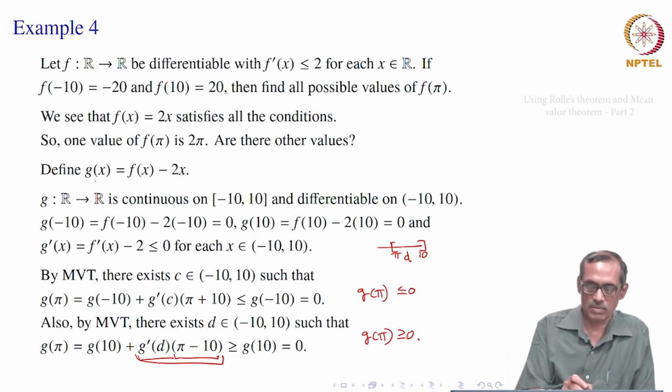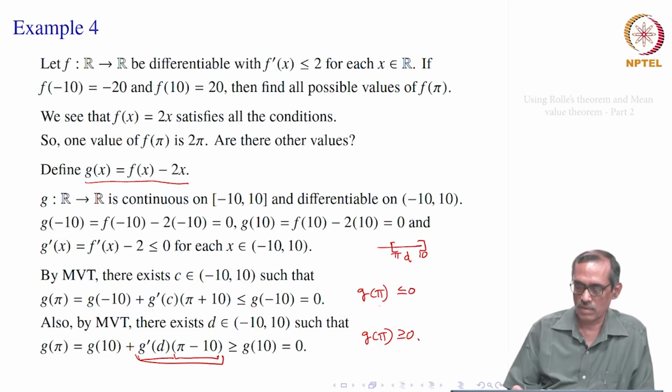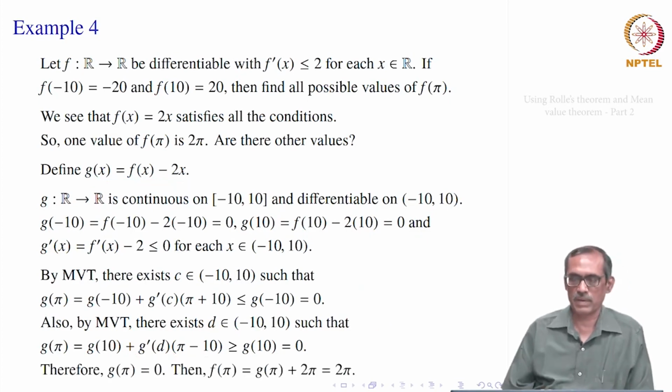For all possible values, we thought that it is the only value, f of pi is 2 pi. So, we defined g x equal to f x minus 2x and tried to show that g is 0 at pi. So, that is what follows now, g of pi less than or equal to 0, g of pi is greater than or equal to 0, therefore, g of pi equal to 0. So, once g of pi is 0, we have got f of pi equal to g of pi plus 2 pi, which is 2 pi.